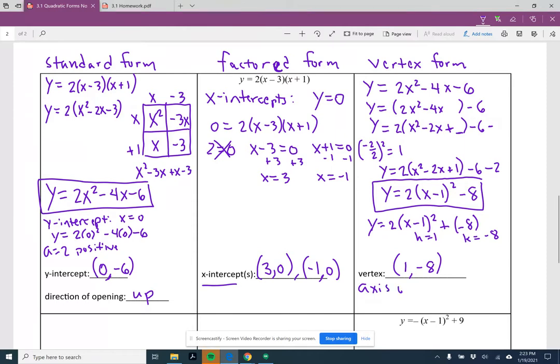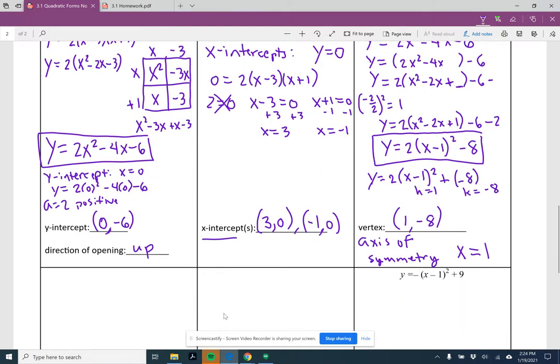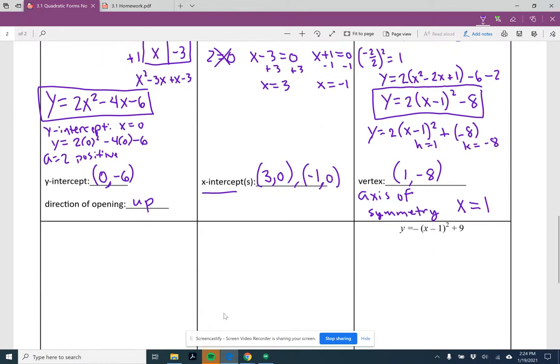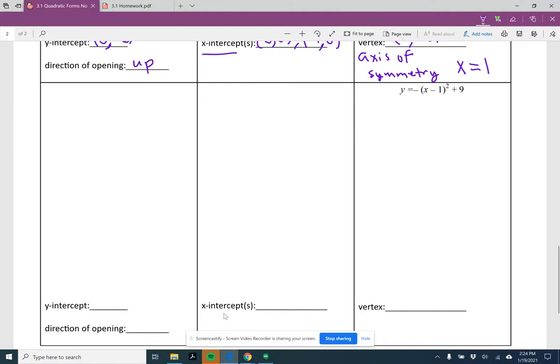Axis of symmetry would be the vertical line through the vertex. It's always x equals h. So in this case, the axis of symmetry is the line x equals 1. All right, let's do the last one to finish out our notes.